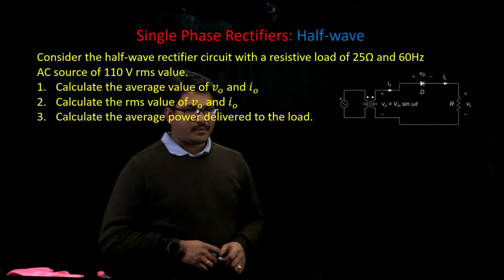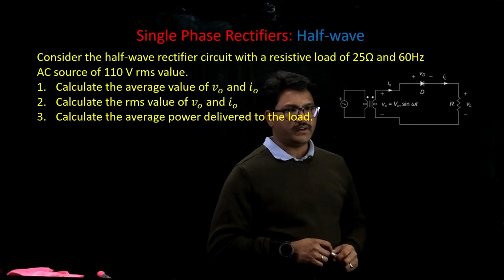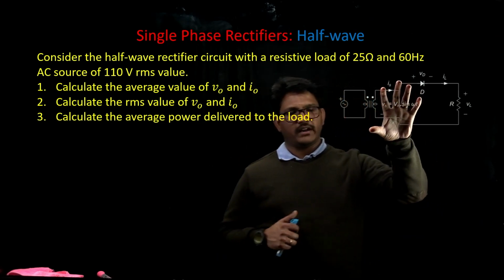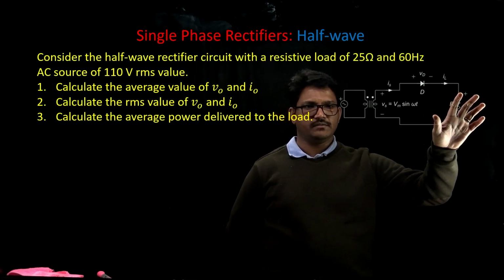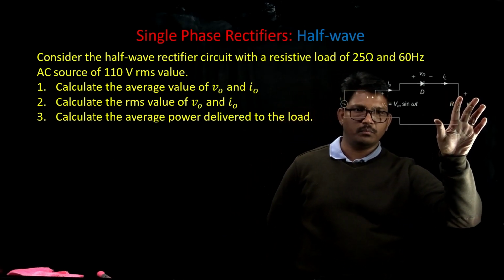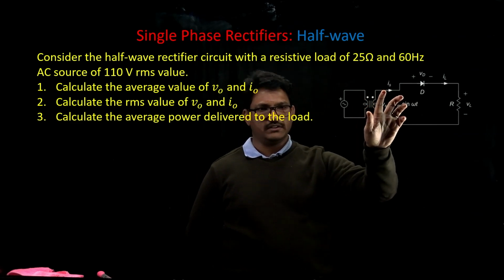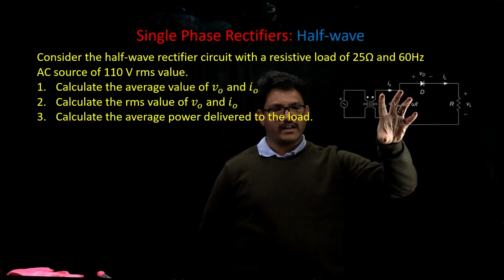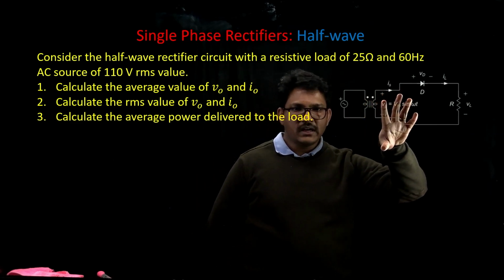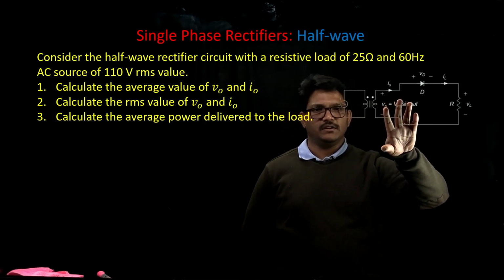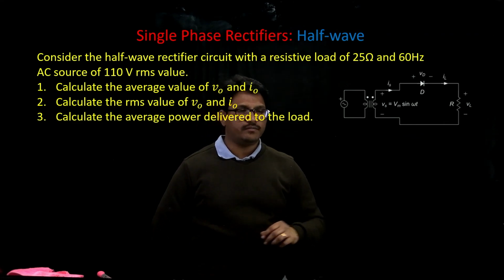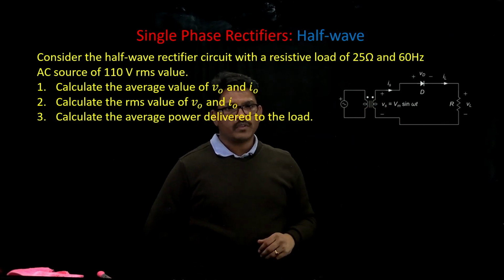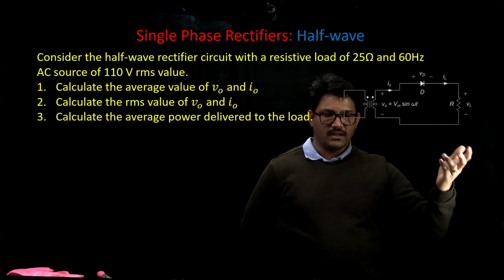If you want to solve a problem on this half-wave rectifier, where we have only a resistive load with a resistance of 25 ohm, supplied by an AC voltage source, let's say the secondary voltage itself is 110 volts with a frequency of 60 hertz. Then we need to calculate the average value of the load voltage and load current, and the RMS value of the load voltage and load current.